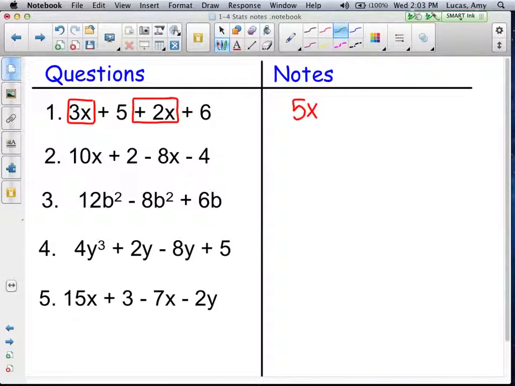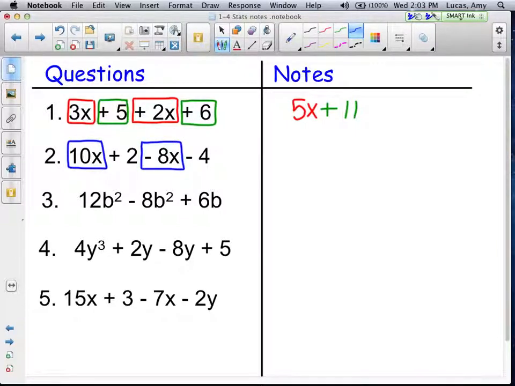Plain numbers, like this +5 and +6, are like terms. So I can combine those two. They're both positives, so I get 11. Next problem. Notice on this one, in front of the 8x, there's a minus.